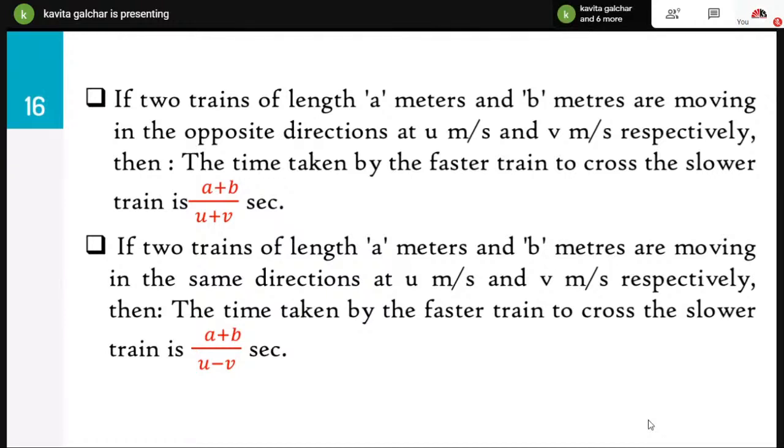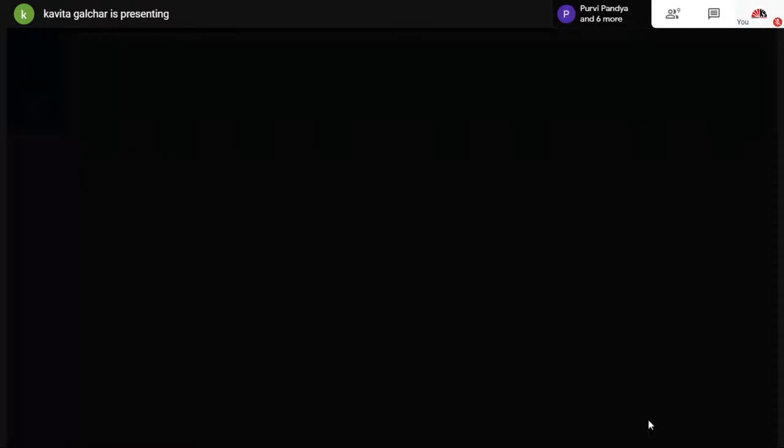In a similar way, two trains of length A meter and B meter are moving in the same direction at U meter per second and V meter per second respectively, then the time taken by the faster train to cross the slower is (A plus B) upon (U minus V). Here it is U minus V because they both are moving in the same direction, and in that case the relative speed would be the subtraction of the two speeds of the trains.